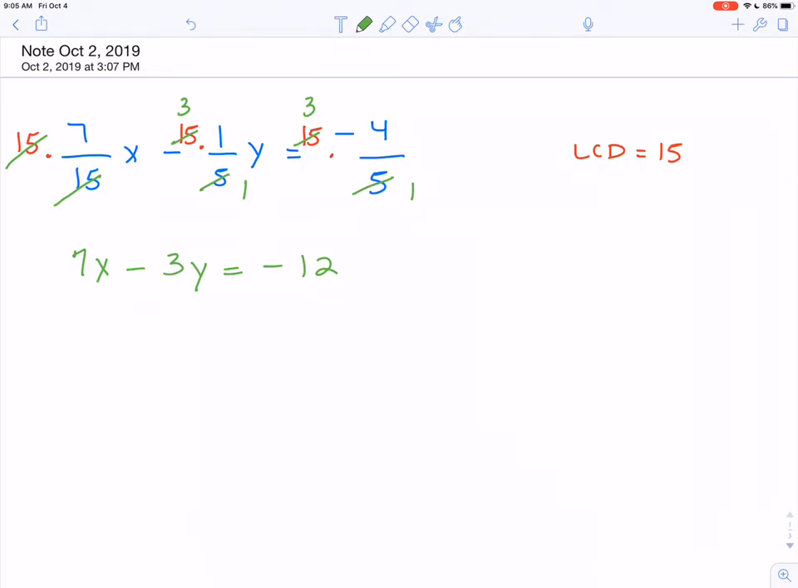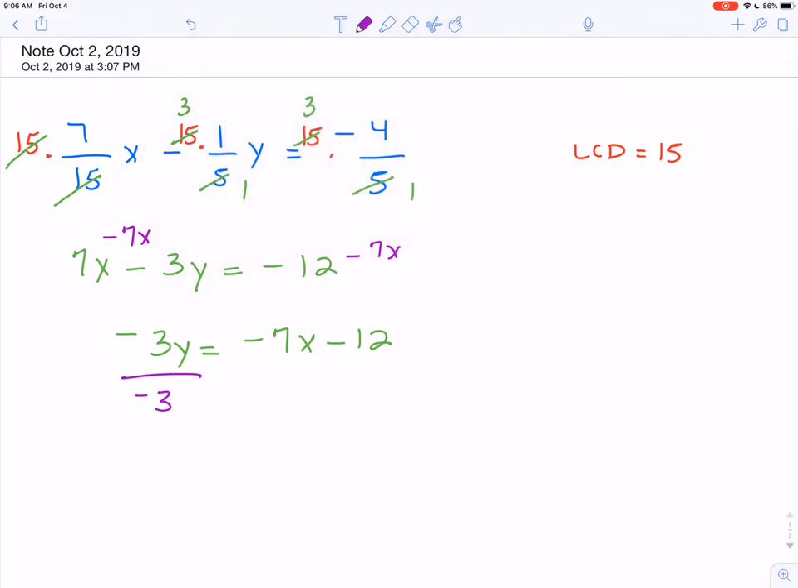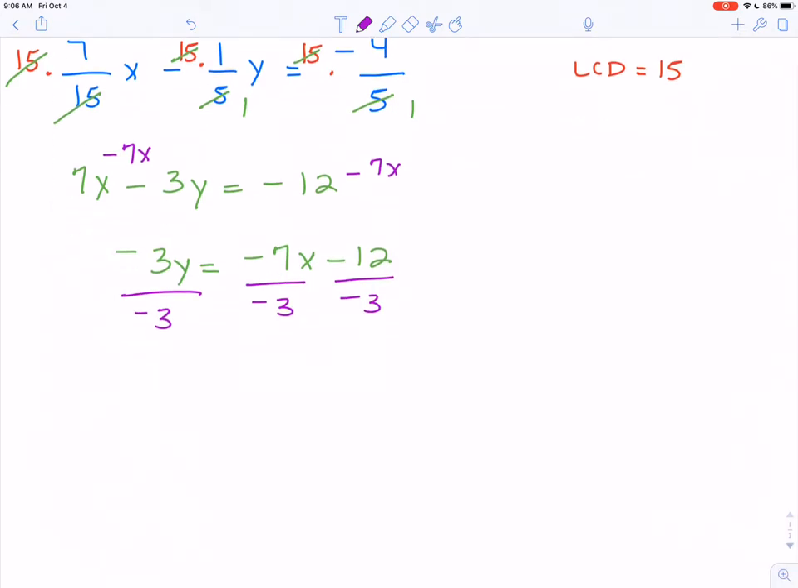So now I have something that's much easier to work with. Now again, what I want to do here is solve it for y because I need slope-intercept form to graph it. So at this point, since I don't have any more fractions, if I want to get y by itself, the first thing I would need to do is subtract the 7x. So we would have negative 3y is equal to negative 7x minus 12. And then to get y by itself, I would divide everything by negative 3. All right, we have to take that whole coefficient. And so that will give me slope-intercept form.